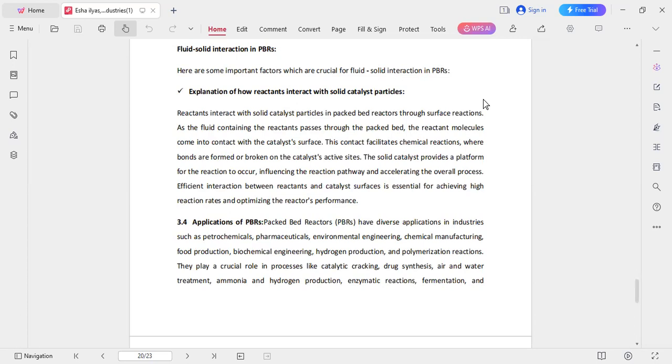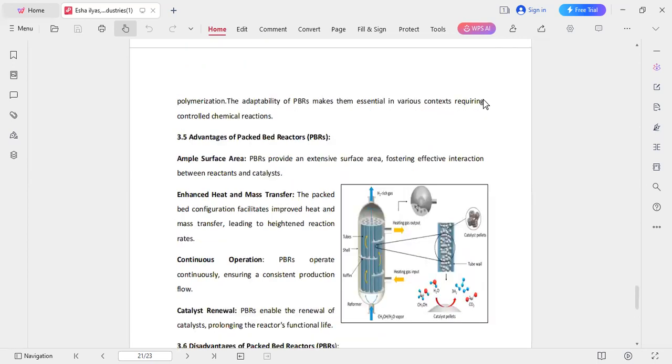Packed bed reactors have diverse applications in industries such as petrochemicals, pharmaceuticals, environmental engineering, chemical manufacturing, food production, biochemical engineering, hydrogen production, and polymerization reactions. They play a crucial role in processes like catalytic cracking, drug synthesis, air and water treatment, ammonia and hydrogen production, enzymatic reactions, fermentation, and polymerization. The adaptability of packed bed reactors makes them essential in various contexts requiring controlled chemical reactions.